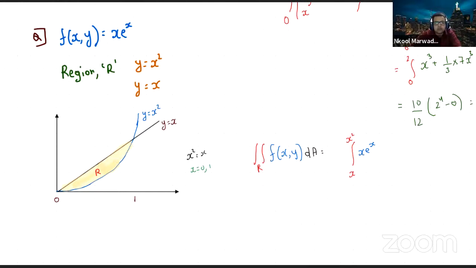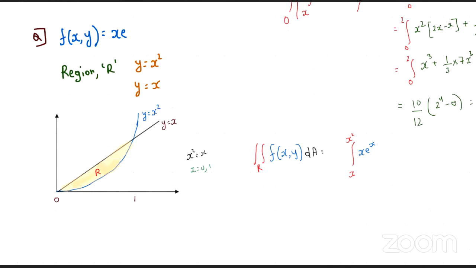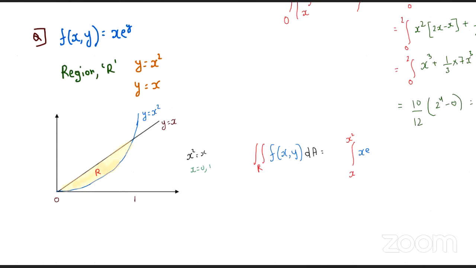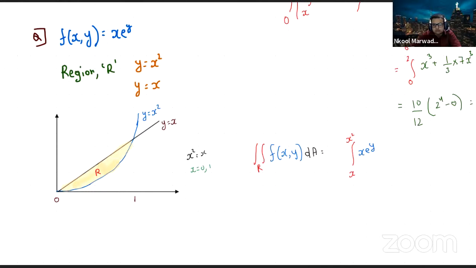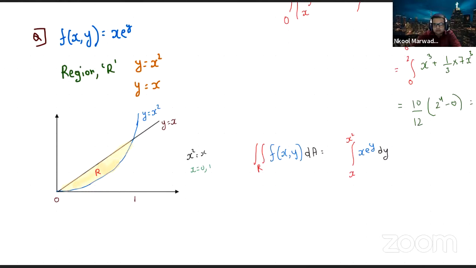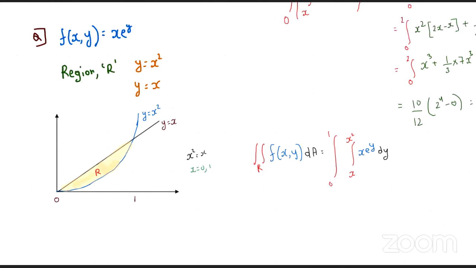One typo I made, let me correct. It is x e to the power of y. Here also, let us do a small correction. And we have to integrate it with respect to y. And whatever answer we get, we have to further integrate with respect to x. The limit is 0 to 1, dx. This is very clear to us.